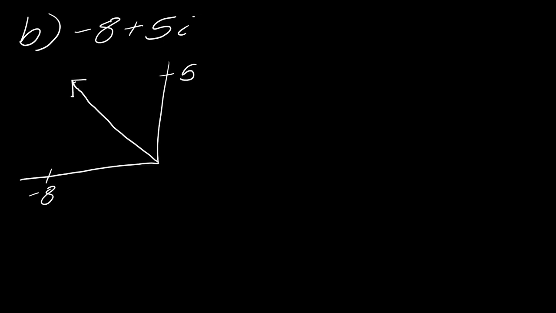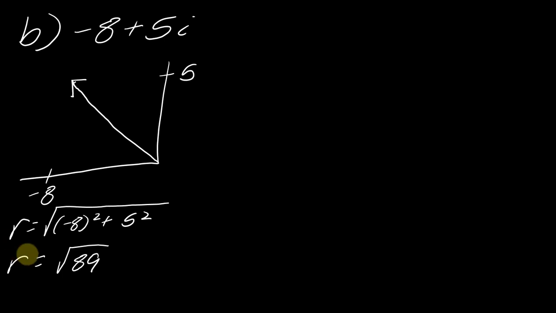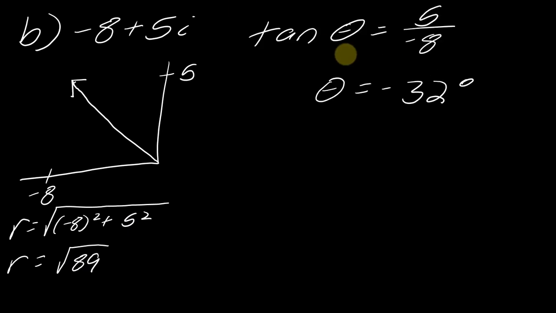So here's my sketch, and if I find my r, this is going to be negative 8 squared plus 5 squared, so this comes out to the square root of 89. Okay, next I've got to find tangent. So tangent of theta is going to be y over x, so 5 over negative 8. So if I use my calculator to figure this out, I get negative 32 degrees.